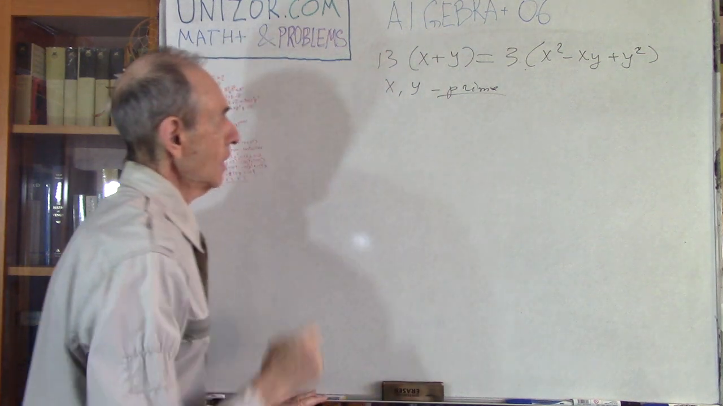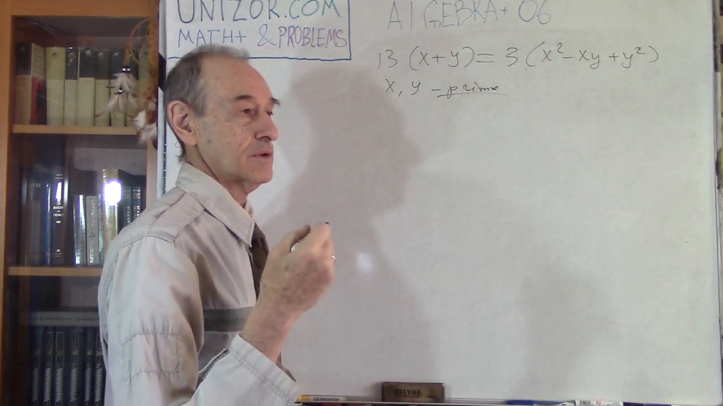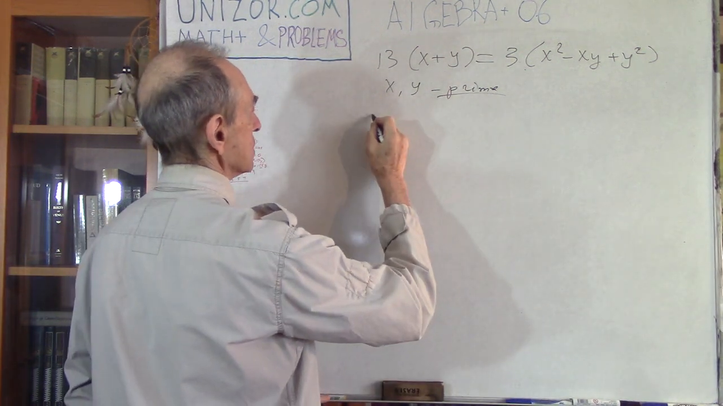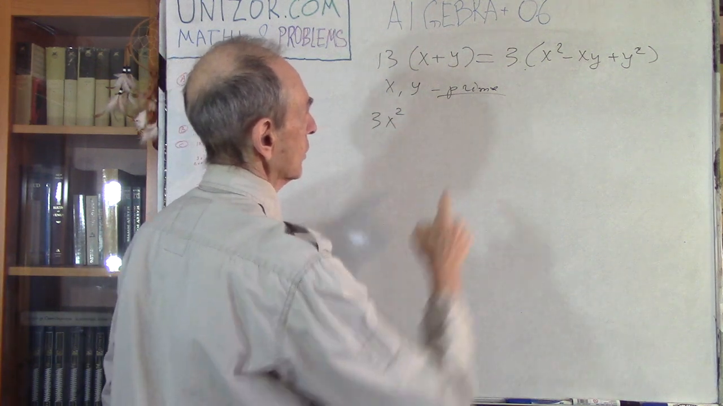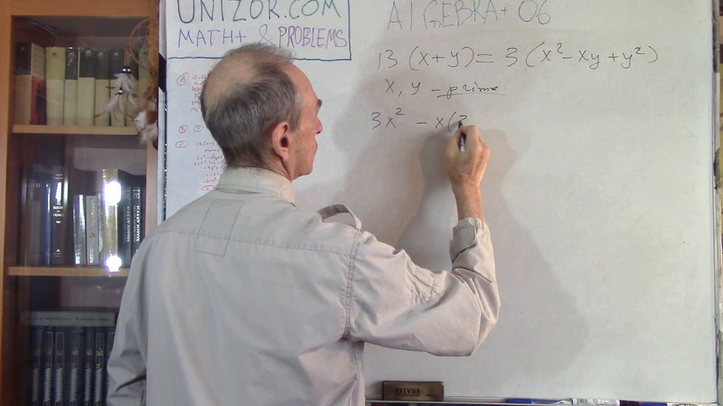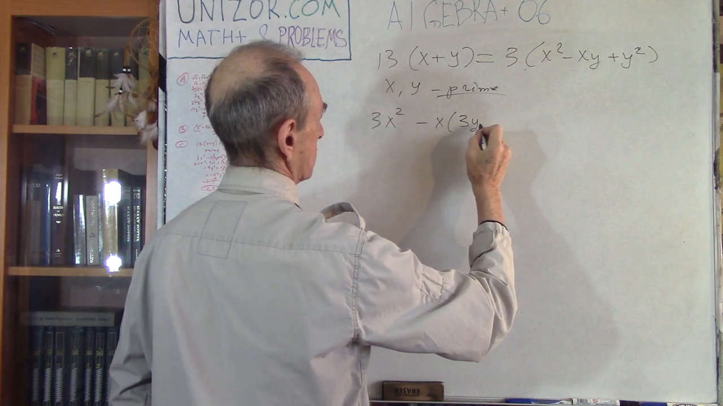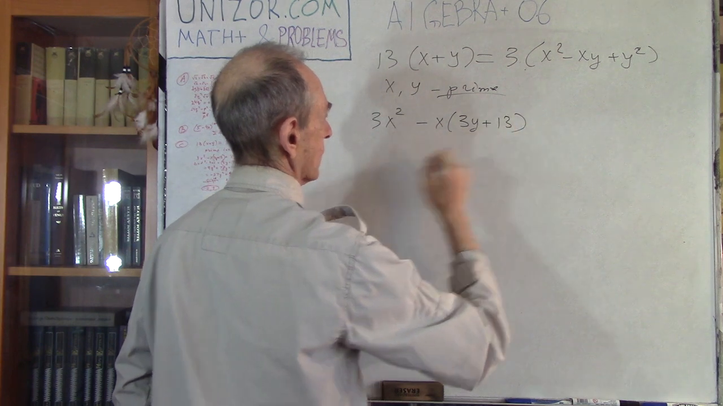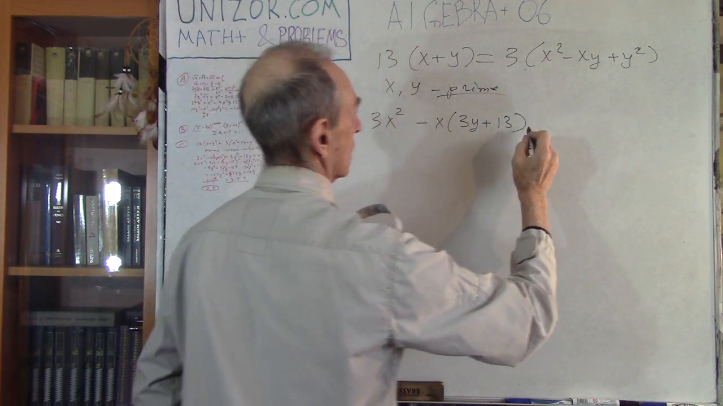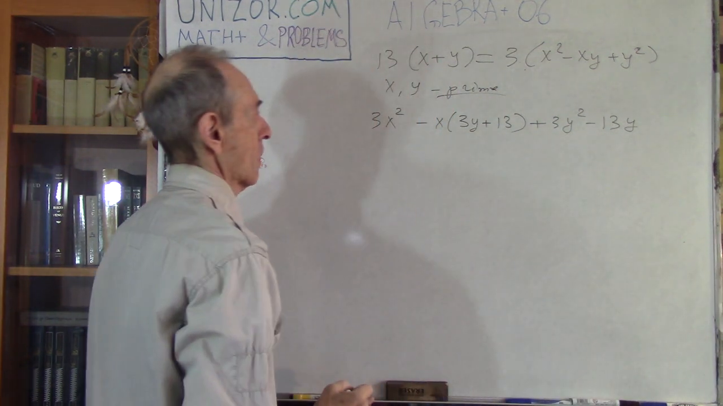Prime. Okay, here is what I suggest. First of all, let's express this as an equation for x, where y is hidden in the coefficients. So it's 3x squared. Now, all the coefficients with x: minus 3y, and 13 would be with a minus sign. No, with a plus, yes, but minus we have to, so it's plus 13. Okay? Minus 13x, it would be here. Everything else is y. It's 3y squared minus 13y equals 0.